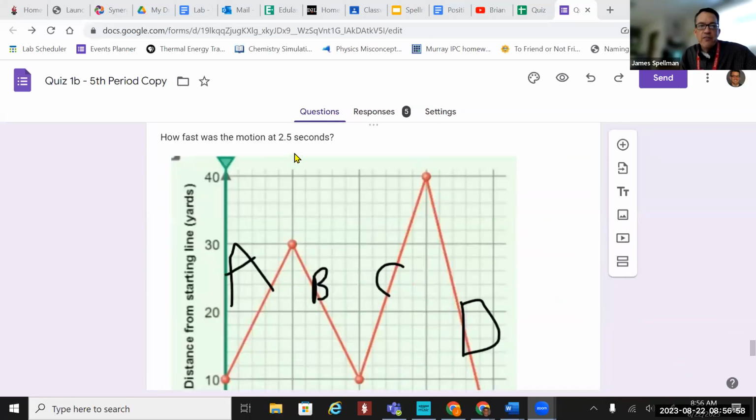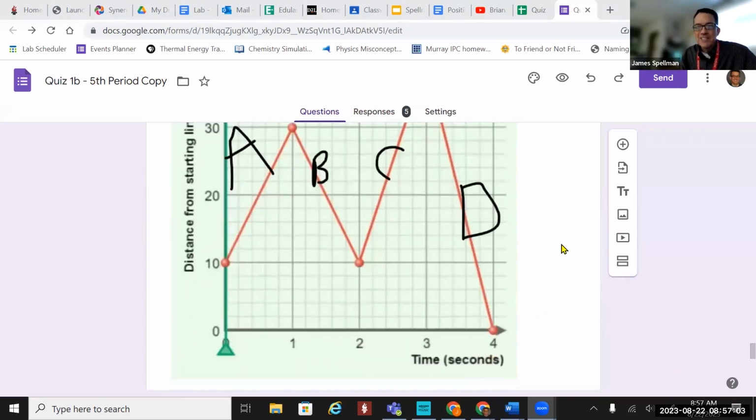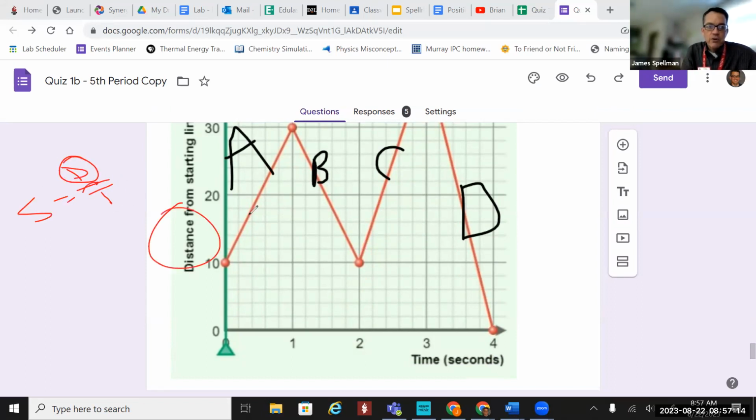Next question was asking how fast was the motion at 2.5 seconds? How fast something is distance divided by time. Again, this graph, if you go back to your formula sheet, speed is distance divided by time. On this graph, I've got distance, and on this graph, I've got time. So at 2.5 seconds, when we're about right here, I'm on this line segment, which means that since this slope is constant, that tells me that my speed is constant.